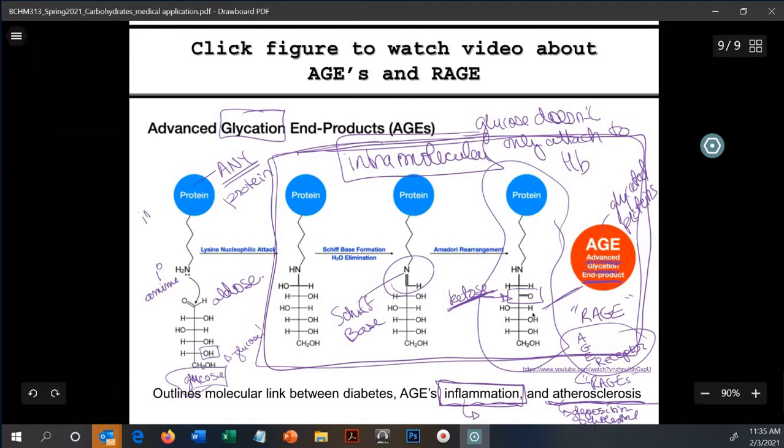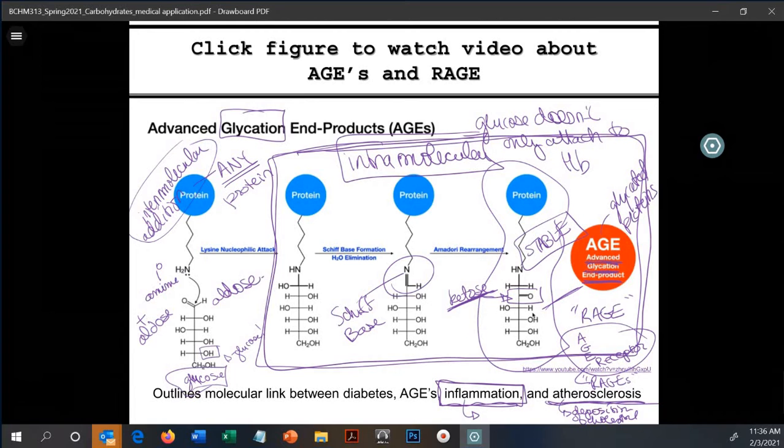When we start out, though, we have an intermolecular addition. And this would be between, again, a primary amine plus an aldose. Okay, so that's the differentiation there. And so again, once we undergo this rearrangement, these guys are very stable. Okay, and so that's the idea.